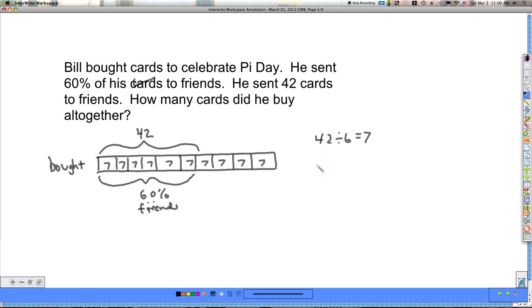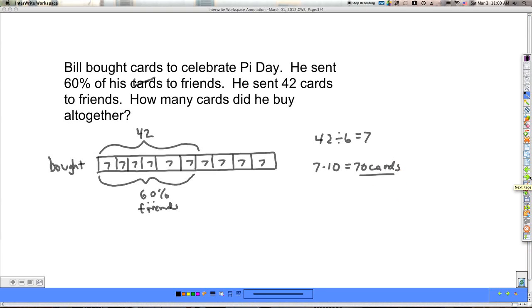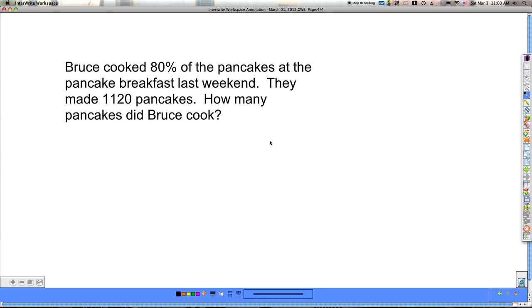How many cards did he buy altogether? Well, what he bought altogether would be the whole bar. That would be 7 times 10, and that equals 70 cards. And here's one more example for you to try. So again, go ahead and pause the video, read the problem, get the information on your bar model, and then come back and check with me.